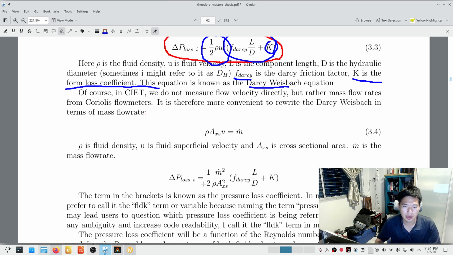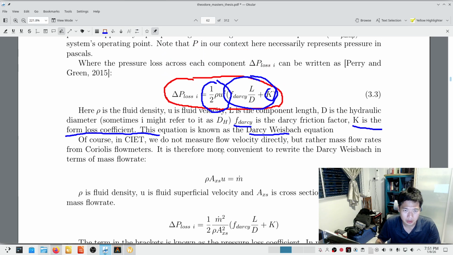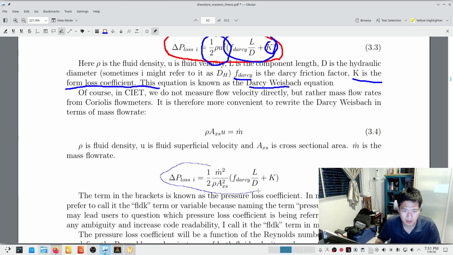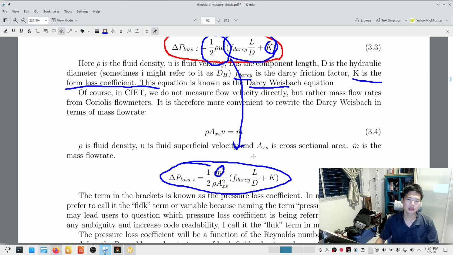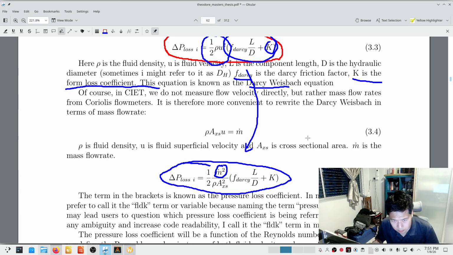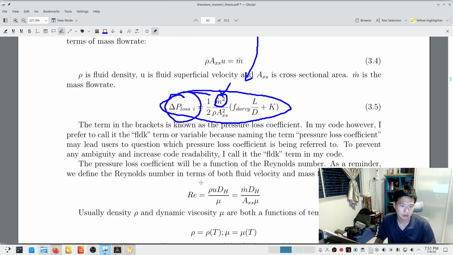Of course, sometimes I like to calculate things in terms of mass flow rate. So this is the same equation as over here, except I write it in terms of mass flow rate rather than using the velocity, which can change based on the cross-sectional area. What I'm interested in here is the mass flow rate. So this is the pressure loss correlated to the mass flow rate going through the pipe.